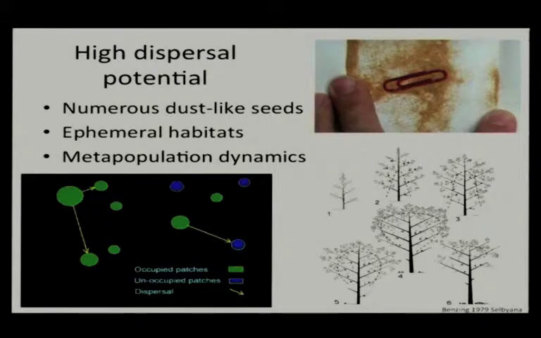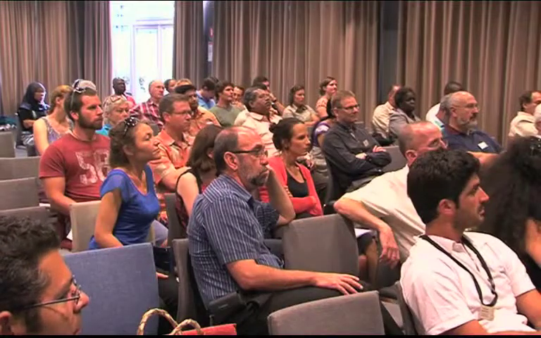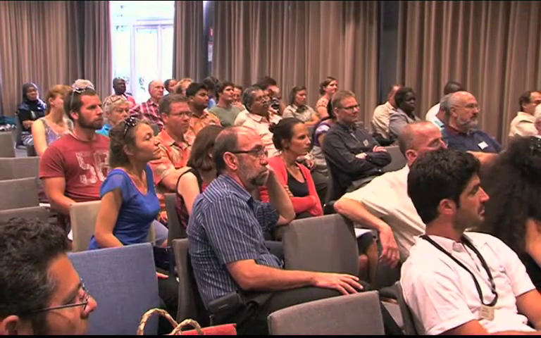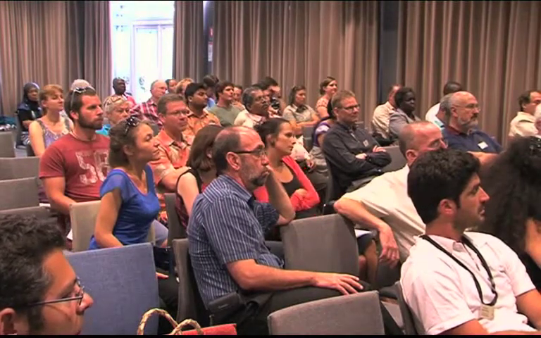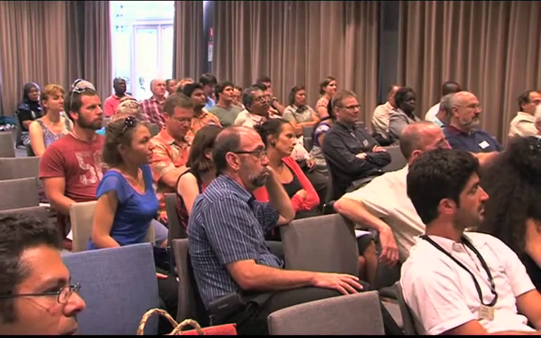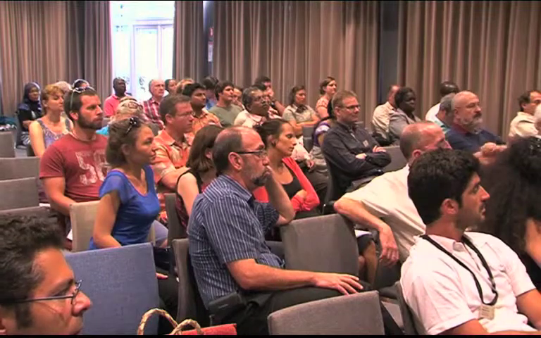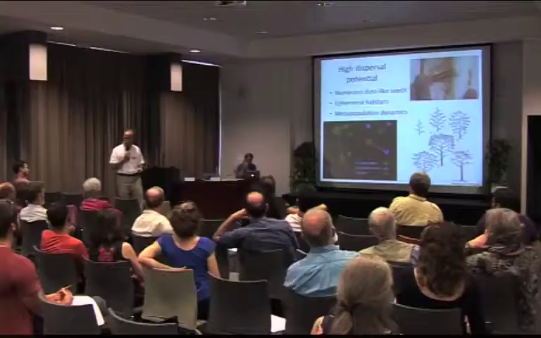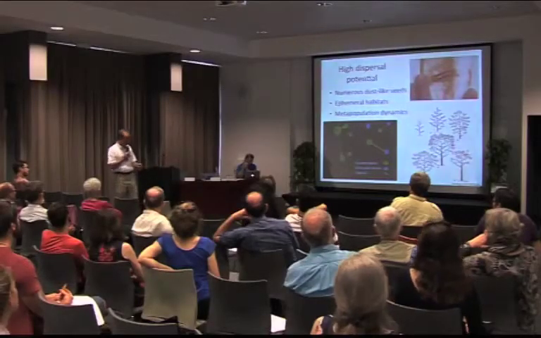Okay, so the question is, why aren't there more orchids? Considering the high dispersal capabilities of these things, they do produce numerous dust-like seeds. Oh, we know all about this. And the habitats are often ephemeral. A good example of that is, someone said 3/4 of the species, so I'll pick up on that number. 3/4 of the species are epiphytes.